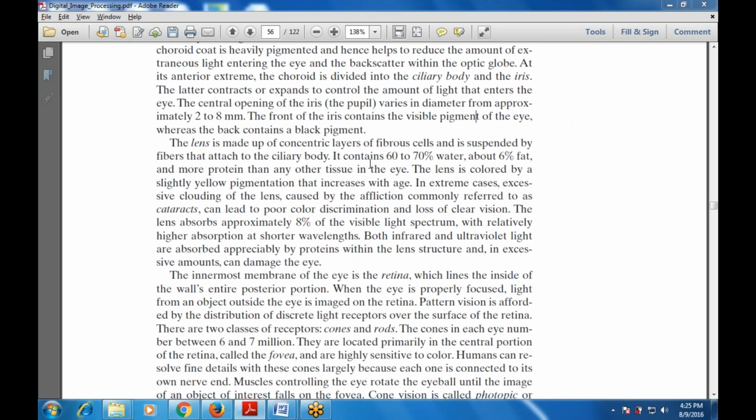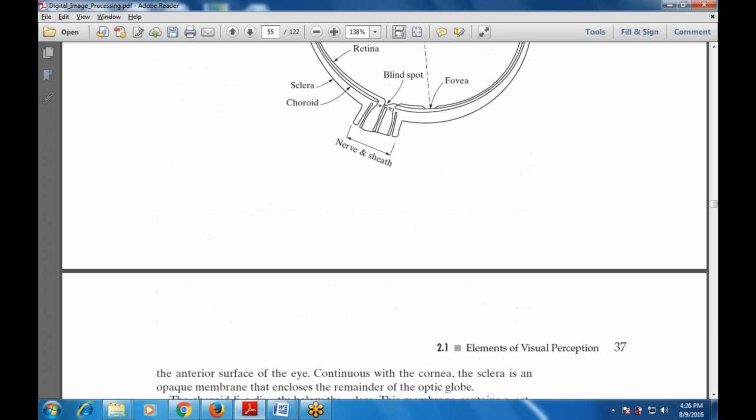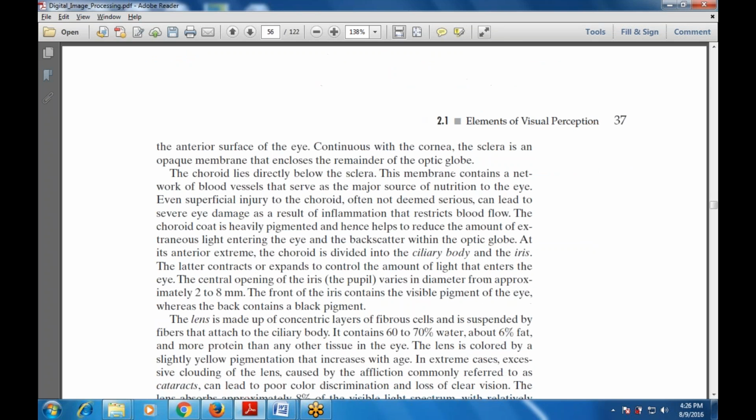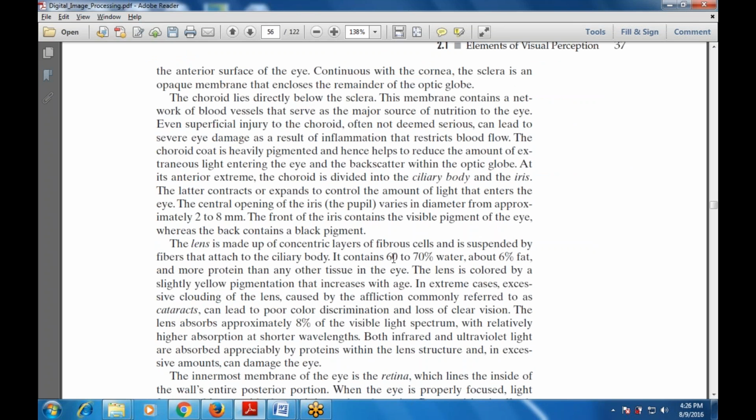And when we talk about the lens, it is made up of concentric layers of fibrous cells, suspended by fibers that are attached to the ciliary body. The lens contains around 60 to 70% water, about 6% fat, and more protein than any other tissue in the eye.